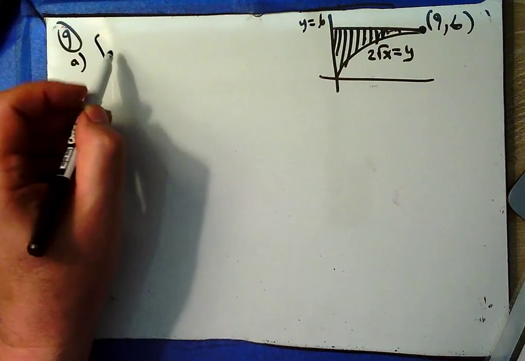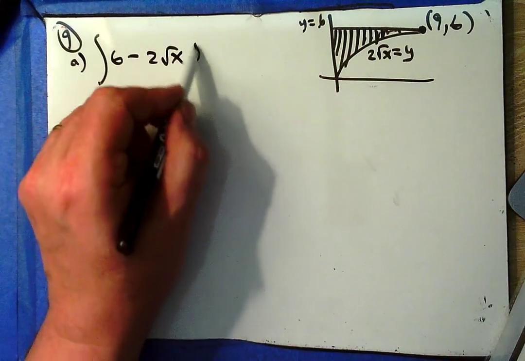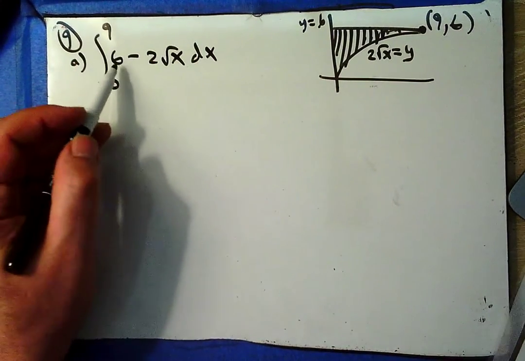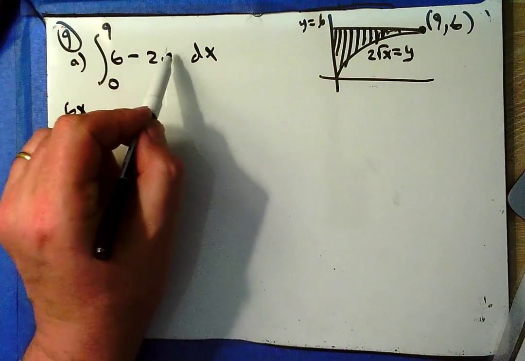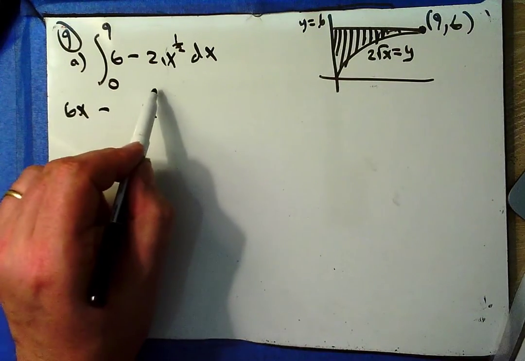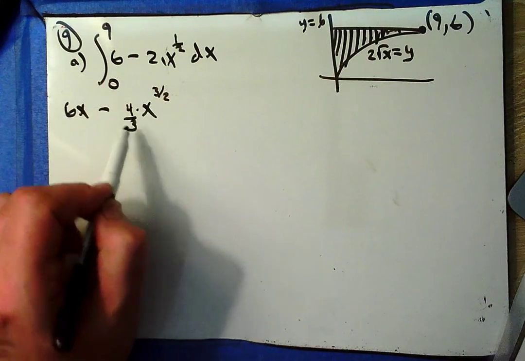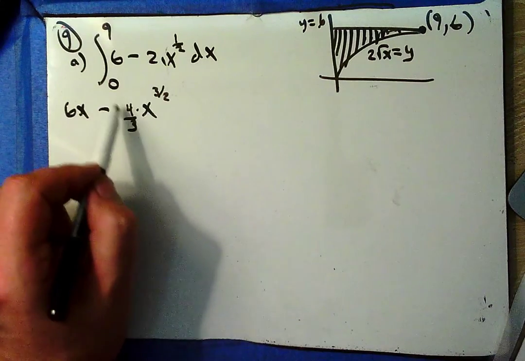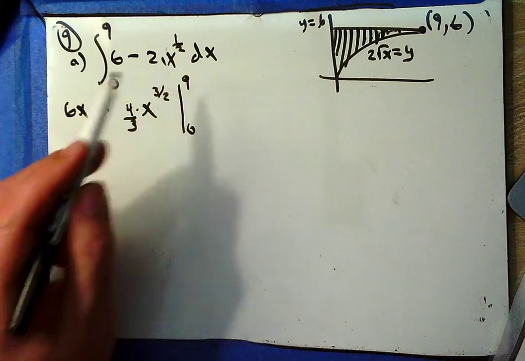Again, for part A, I do top minus bottom. 6 minus 2 root x dx from 0 to 9. The antiderivative of 6 is 6x. Again, I hate writing it like that, and I would much prefer it like that. Minus x to the 3/2, and we're going to have 4/3 here. If we bring down the 3/2, the 3/2 will cancel the 3's and a 2, leaving me a 2 there. And we're integrating from 0 to 9.